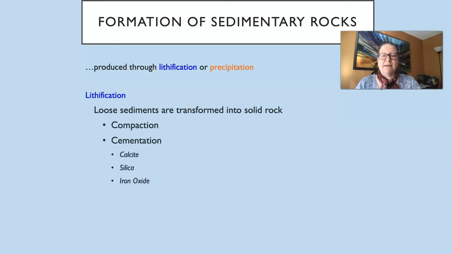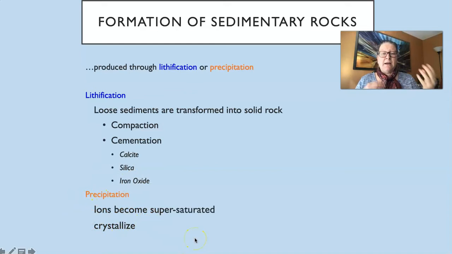So let's start with lithification. We have loose sediment like gravels. They get buried, compacted, and then natural cements come in and cement all those grains together. Those cements can be calcite, they can be silica, they can be iron oxide. Precipitation, as I mentioned, is when ions that are dissolved in solution crystallize and become solid. And there's a number of ways that that can happen.